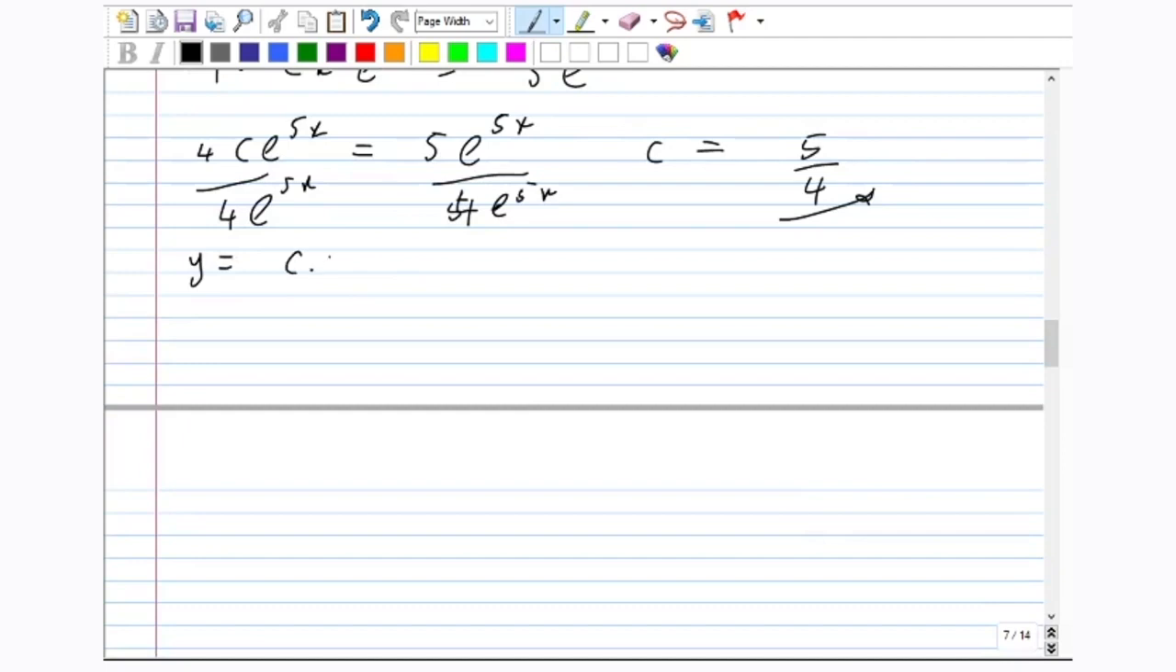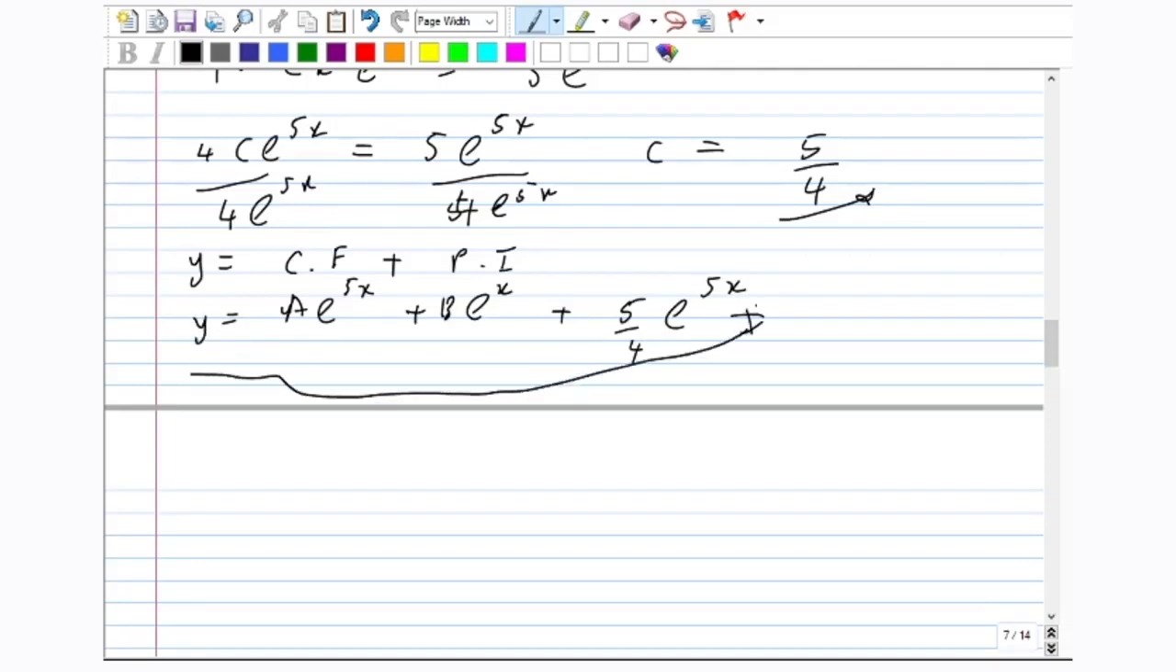We said our general solution is y equal to cf plus pi. So our cf, since they were not equal, we said y is equal to a e to the exponent 5x plus b e to the exponent x. Now we are putting the last one, which is our pi. Our pi has c, but now we are no longer writing the c; we are putting 5 over 4 instead of c. Then we have x e to the exponent 5x. This is our general solution.